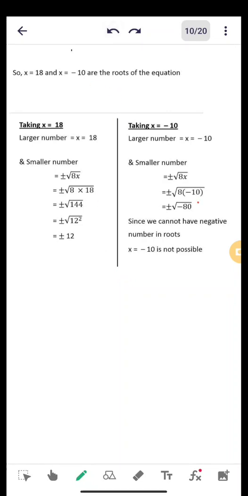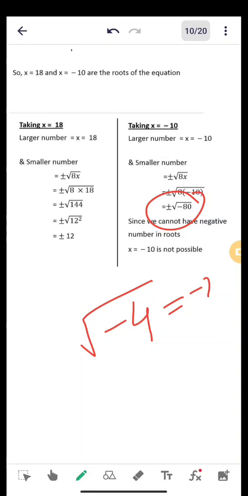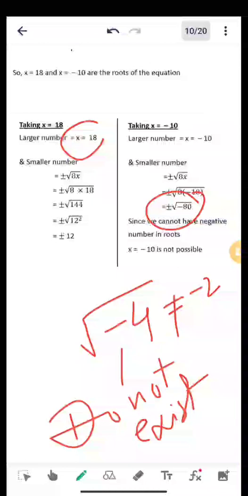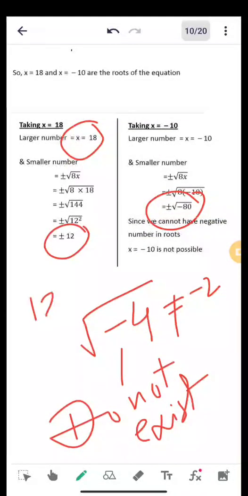Minus 10 cannot be the value of x, because root of a negative number, like root of minus 4, we can't write as minus 2 here. That will be wrong, because roots of negative numbers do not exist. Always remember this. So therefore the two numbers are 18 and 12.